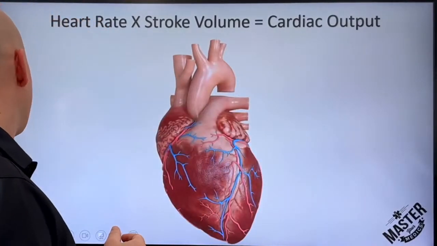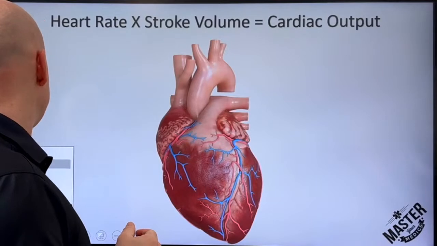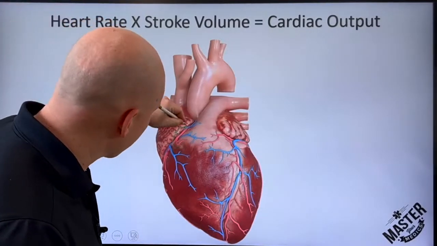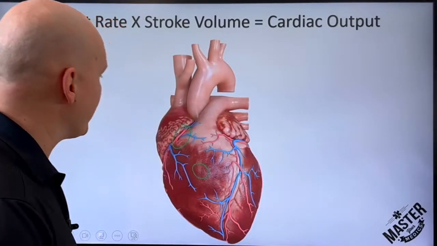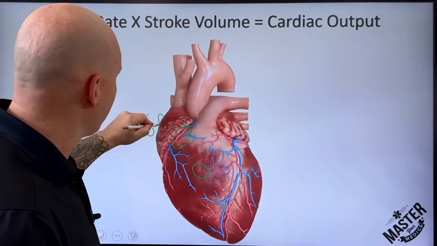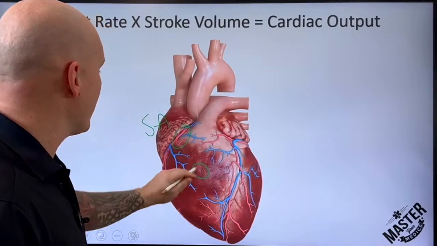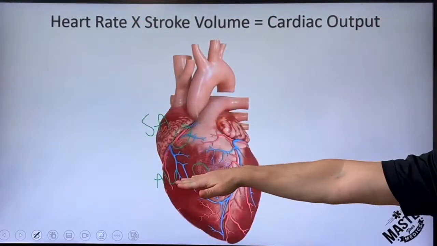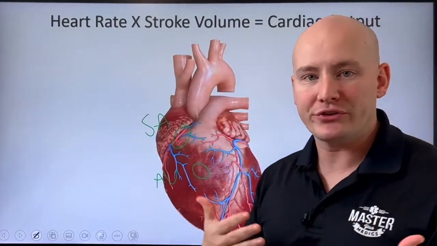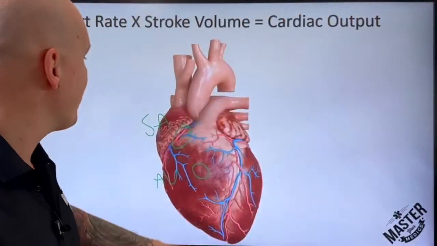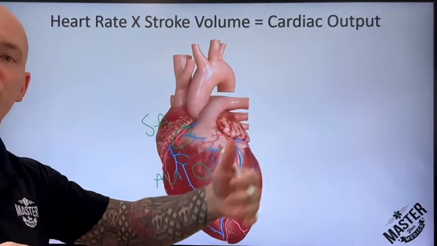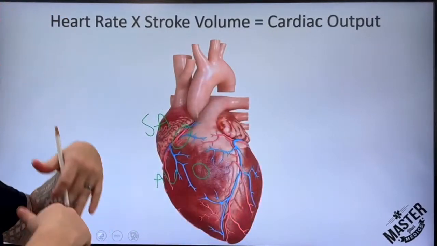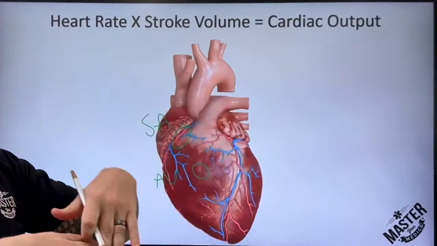The SA node sits, as we know, up in here, and then the AV node sits down in here. So we have the SA node and the AV node that are going to be driving the rate of the heart, particularly the SA node, and then if the SA node fails, the AV node. There is a kind of fault to this, though: you have both of these pieces that drive the rate of the heart in order to create good contractility and good rhythm.